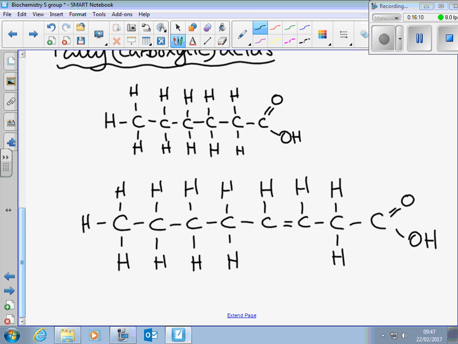Now, that's a little bit misleading, and we probably ought to get the model things out at this point and show what it does to the shape of the chain. But double bonds, I can't remember whether they put a bend in the chain or whether they straighten it out. But the shape of the fatty acid is different if you've got a double bond in it.